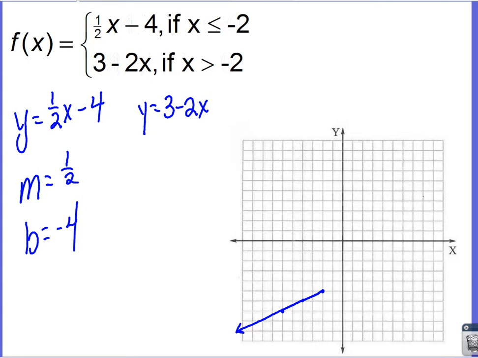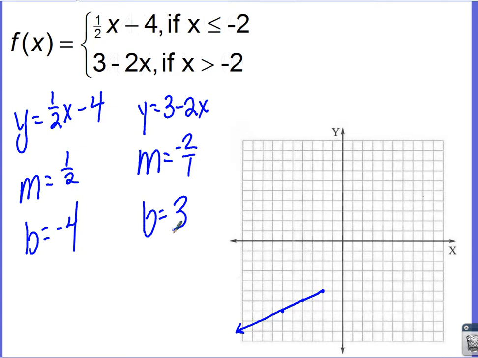Okay. And then we just do the exact same thing for the next graph. So remember, your slope is the coefficient of x, which is -2 over 1, and my y-intercept is 3. And you need to be very careful about those, because remember, your slope is always whatever is in front of x. Your y-intercept is the constant that doesn't have any variables attached to it.